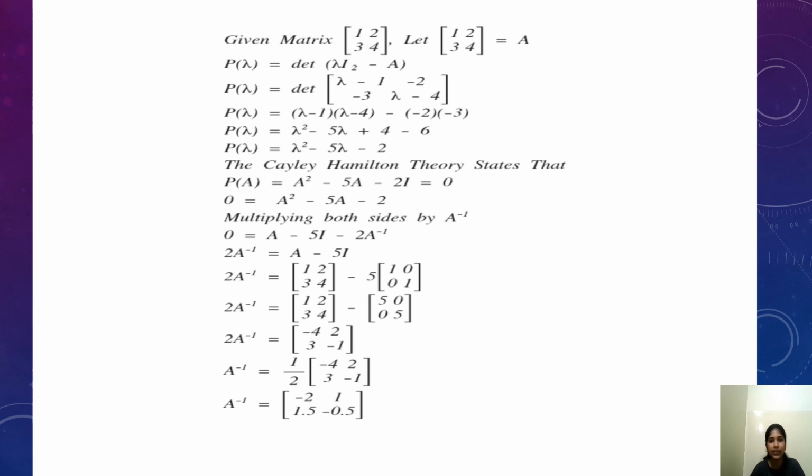The Cayley-Hamilton theorem states that P of A is equal to A squared minus 5A minus 2I, which is equal to 0. So 0 is equal to A squared minus 5A minus 2I. Multiplying both sides by A inverse and simplifying, we get A inverse is equal to the matrix with entries minus 2, 1, 1.5 and minus 0.5.